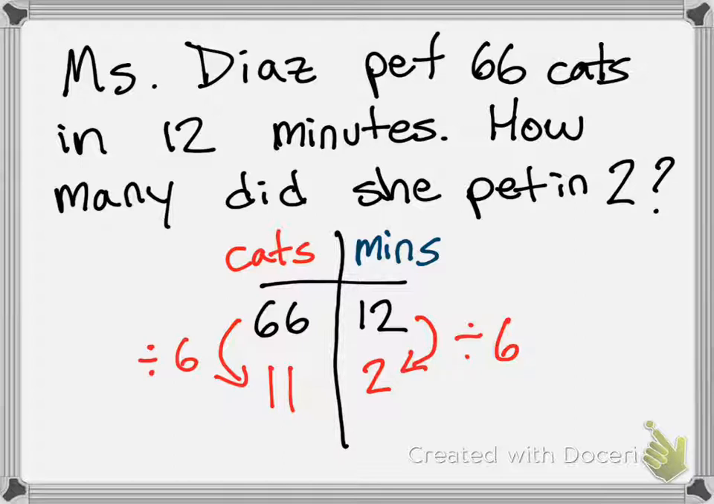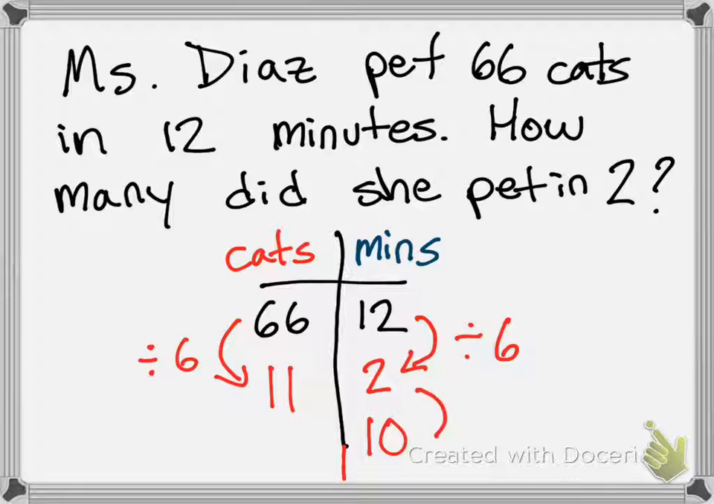Hey, what if I asked for this? How many did I pet in 10 minutes? I want you to think about that. How many did I pet in 10 minutes? Ben. So how'd you get there? So let's see. Ben says 55. Let's see if he's correct.